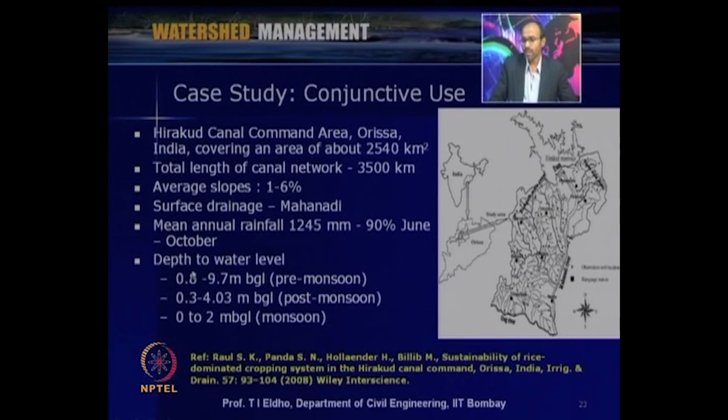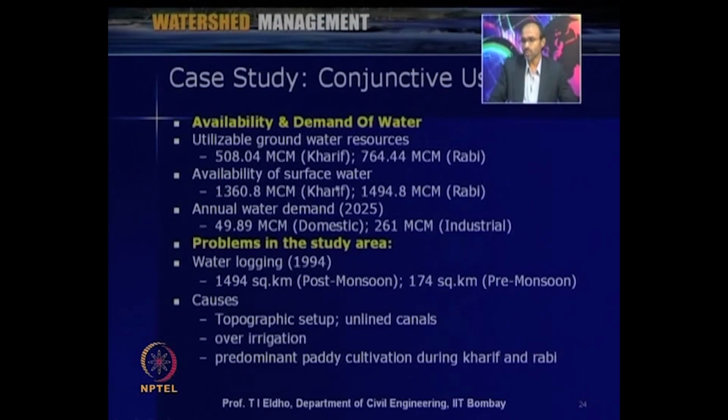As for the depth to water level in most of this area, the pre-monsoon depth to groundwater varies from location to location between 0.8 and 9.7 meters. Post-monsoon it varies from 0.3 to 4.03 meters. During the monsoon the water level rises, varying from 0 to 2 meters below ground level. That way, a larger area is waterlogged, especially in the monsoon season.